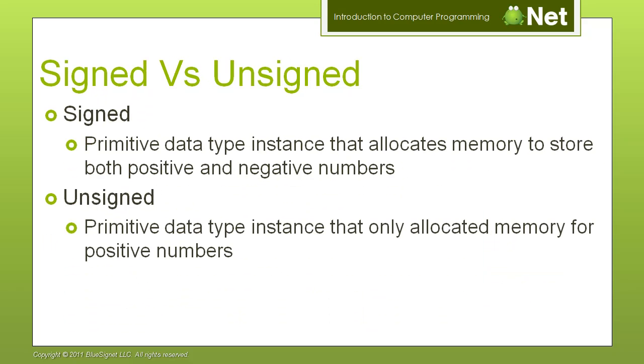There's also the idea of things being signed versus unsigned. So in primitive data type instances where we're storing a number, a signed data type is going to be both a positive and a negative number. So negative 100 or positive 5,000. An unsigned data type is where it's only positive numbers. So we don't have the negative property. It's just 0 and above.